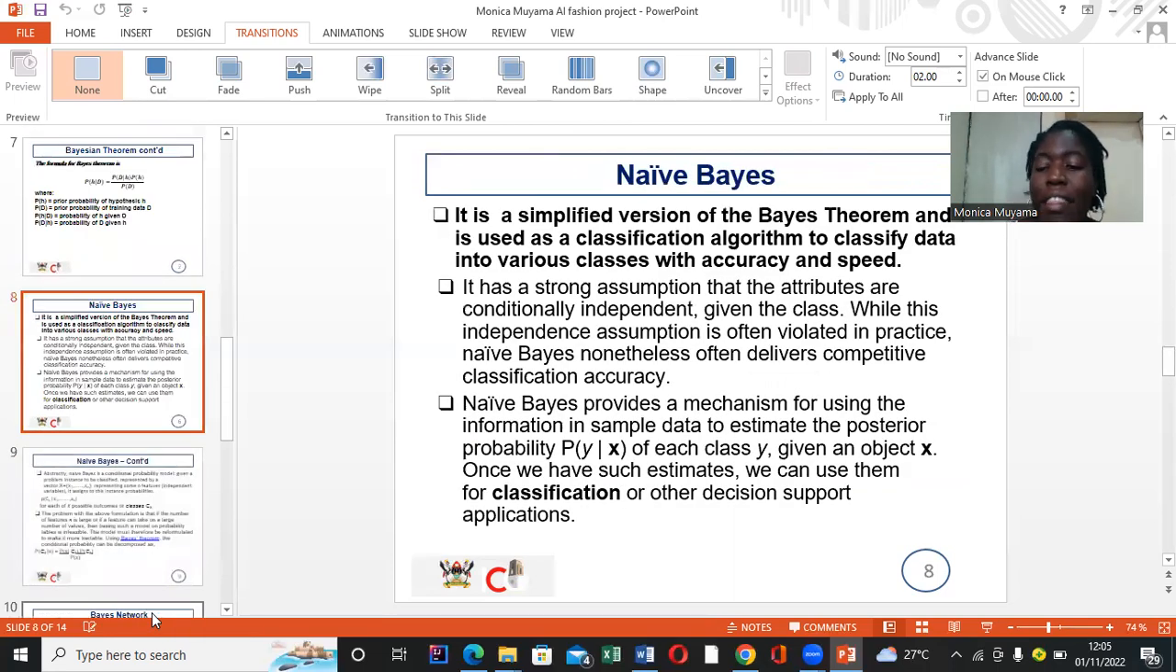Then naive Bayes. Naive Bayes is a simplified version of Bayes theorem, used as a classification algorithm to classify data into various classes with accuracy and speed. It has a strong assumption that attributes are conditionally independent given the class. While this independence assumption is often violated in practice, naive Bayes nevertheless often delivers competitive classification accuracy.